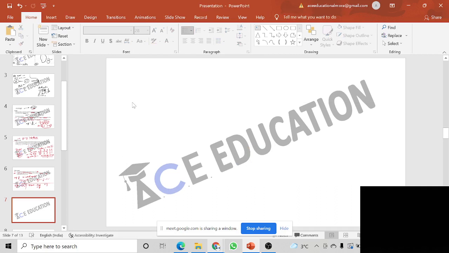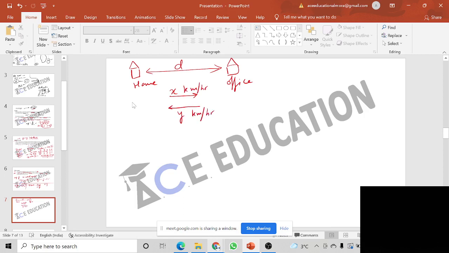Let us assume this is my home, and this is my office. The distance between the two places is d. Because I really don't want to go to office, I go with a speed x, which is really slow. But when I come back, I'm really excited to go home, and I come with a much faster speed y. So I'll take a certain time to go to office, and a certain time to come back from office.